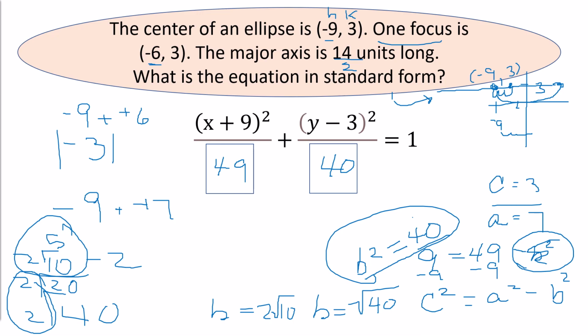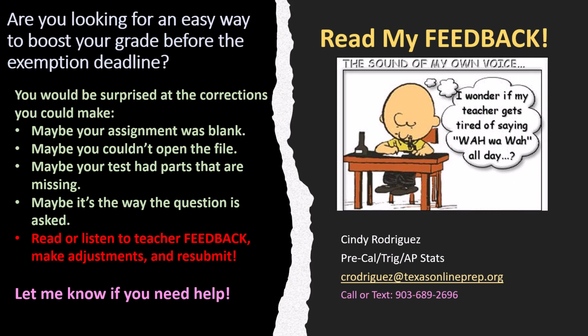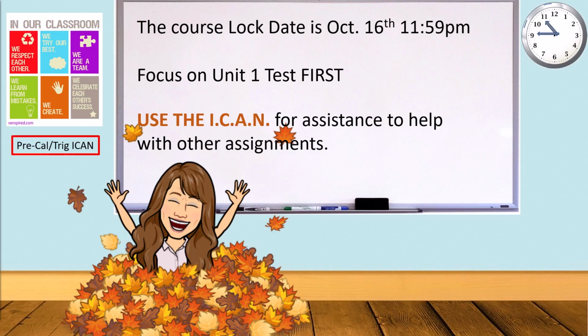All right, let's move to the next one. All right, that's all that I have as far as examples. Do the best you can. Go back and look through your notes, but use this for help on your 3.05 assignment quiz. All right, get everything done by the deadline. Just do the best you can, guys. I'm rooting for you. Course lock date is on the 16th. Focus on Unit 1 test first.